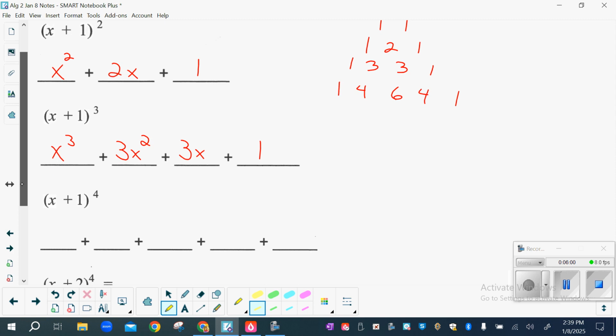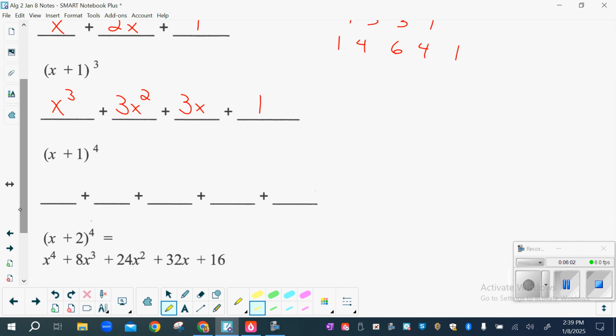So if I did x plus 1 to the 4th, what I get is x to the 4th, 4x to the 3rd, 6x squared, 4x plus 1. Wait, how do you know? It's okay. You don't have to be able to do it yet. I'm still explaining it.